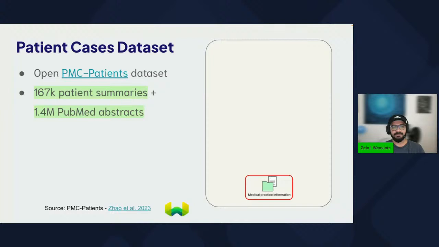Just to provide a quick summary of this data set, it has about 170,000 patient summaries. A patient summary is you walking into the doctor's clinic, telling the doctor about your problems, the doctor giving you next steps, and then eventually the diagnosis, right? So you can think of it as a one pager of a patient interacting with a doctor, and all of those are different kinds of interactions. And then it also has about 1.4 million abstracts from medical literature. And so I've taken all this data, I've indexed it, and this becomes the knowledge base that my RAG chatbot will be able to retrieve from.